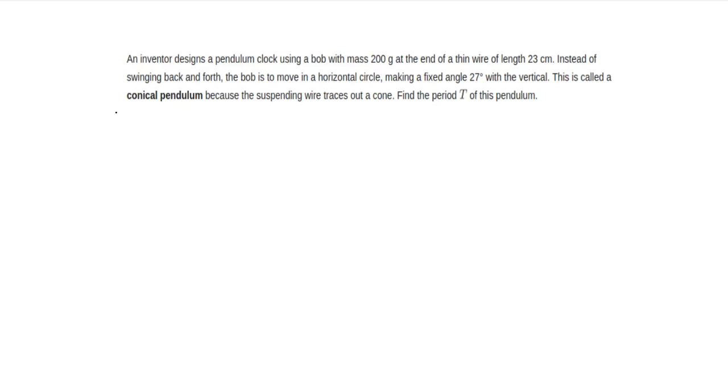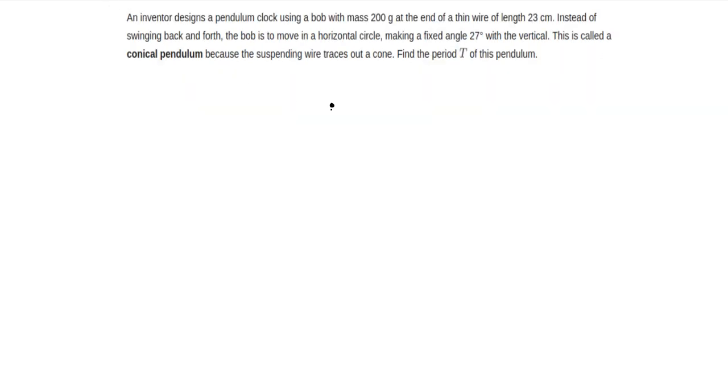Hello everybody. In this video we're going to be working out the period of a conical pendulum. A conical pendulum is essentially you have your fixed center and then a rope of some length, and then you have a mass tied to the end of the rope, and it is swinging. The motion is in 3D, so this traces out a cone shape.